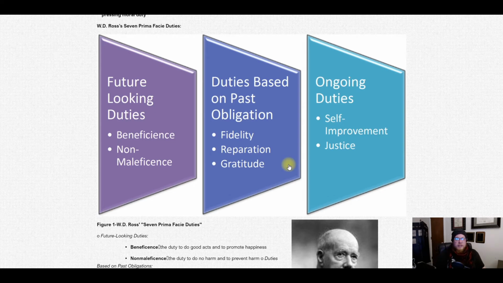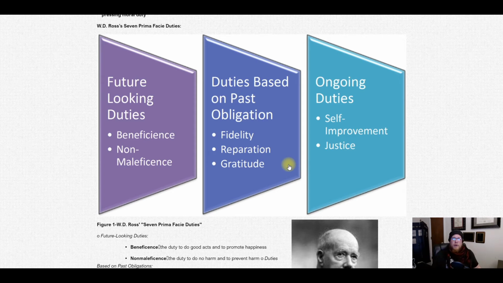Then he also has duties based on past obligation. These are things that we sign up for that are situational. They're only duties if we sign up for them. So these include fidelity, reparation, and gratitude. First, fidelity. If you make a promise, you're supposed to keep it. Anytime you've ever signed your signature on a credit card slip, that is an example of fidelity. What you're saying is, I claim that I'm going to pay this. I promise to pay this. So basically, fidelity means keep your promises. You don't have to make any promises, but if you do, you should keep them.